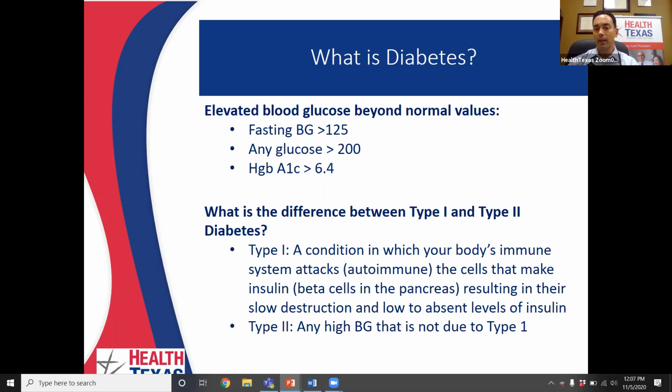They are not usually covered by insurance, but of course we encourage you to follow up with your primary care provider at HealthTexas, and we'd be happy to run this test for you if this was a concern.